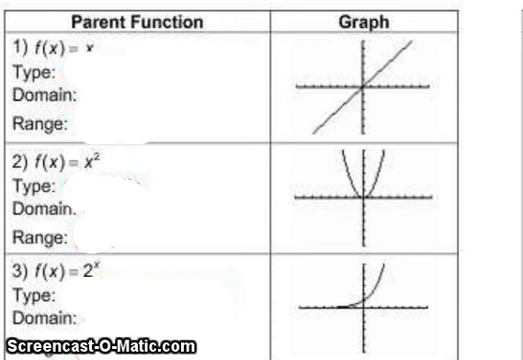Okay, so for today's lesson, we're going to be looking at our basic parent functions. Many of these you've already been introduced to. Some of these might be new. We're going to be looking at all these different types of functions throughout the year.